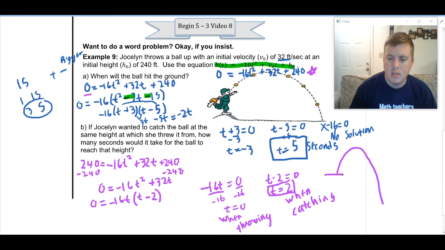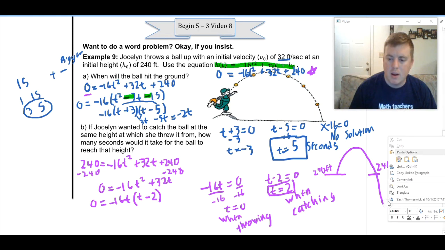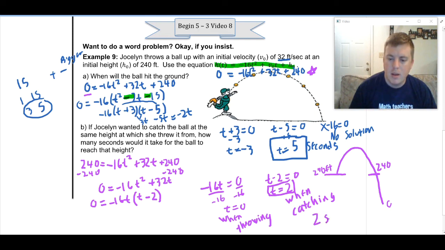And just a nice little visual illustration to talk about. This would be her standing on the cliff at 240 feet. This is her throwing the ball. She wants someone to catch it right here at the same height. So that would be the second time that we hit 240 feet. And then the 0 that we talked about earlier would be all the way down here. So in summary, our answer is 2 seconds.